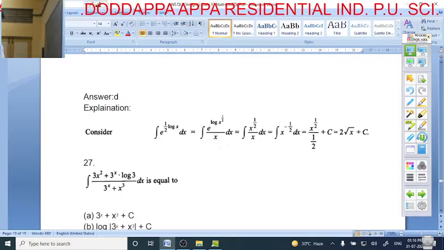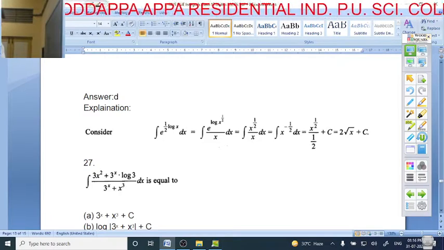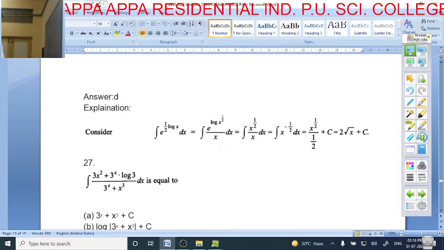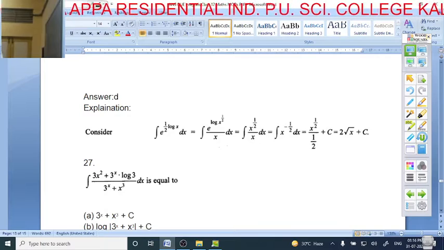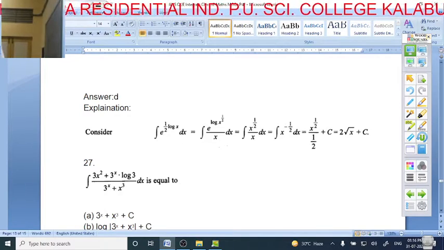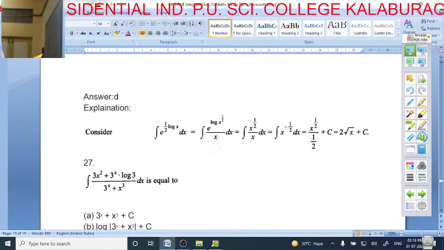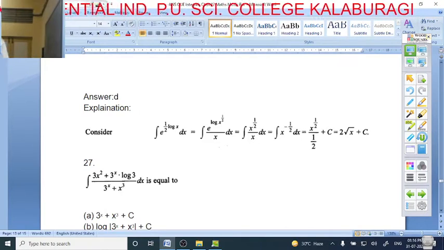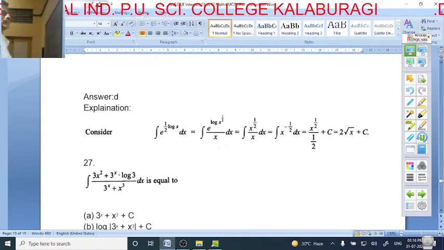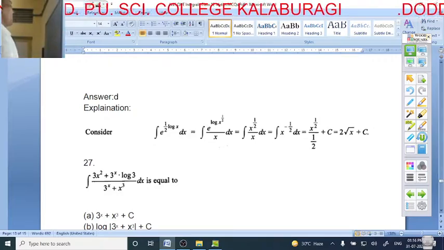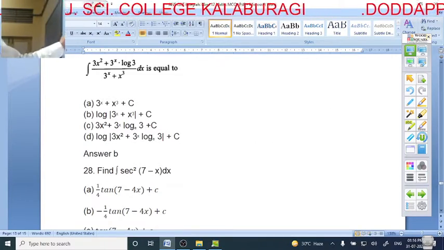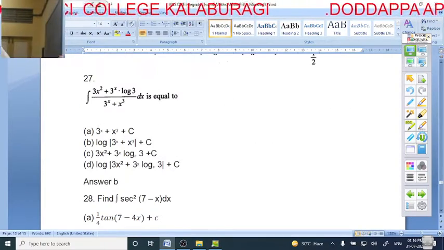Question 26, e to the power. So x is not printed. Okay. So next example, 27. Very simple. 1 minute.